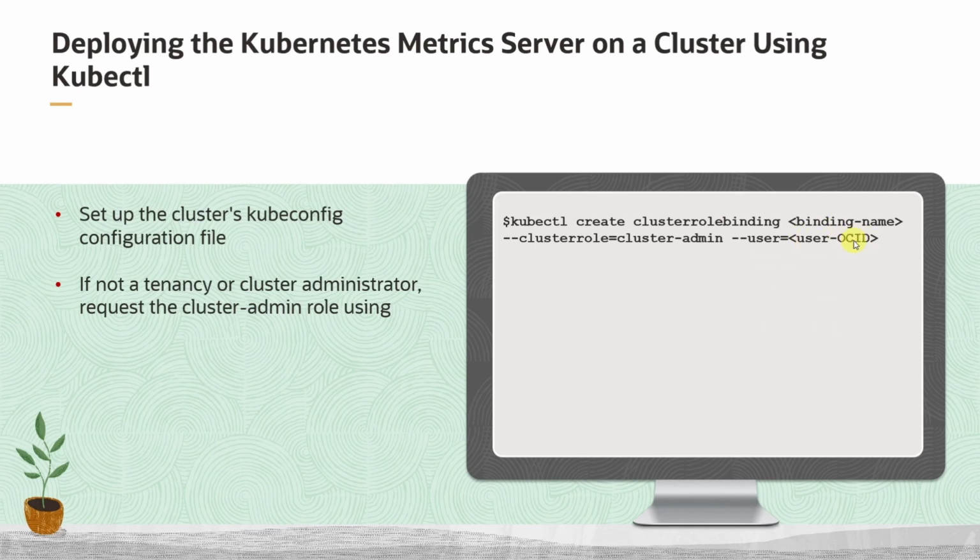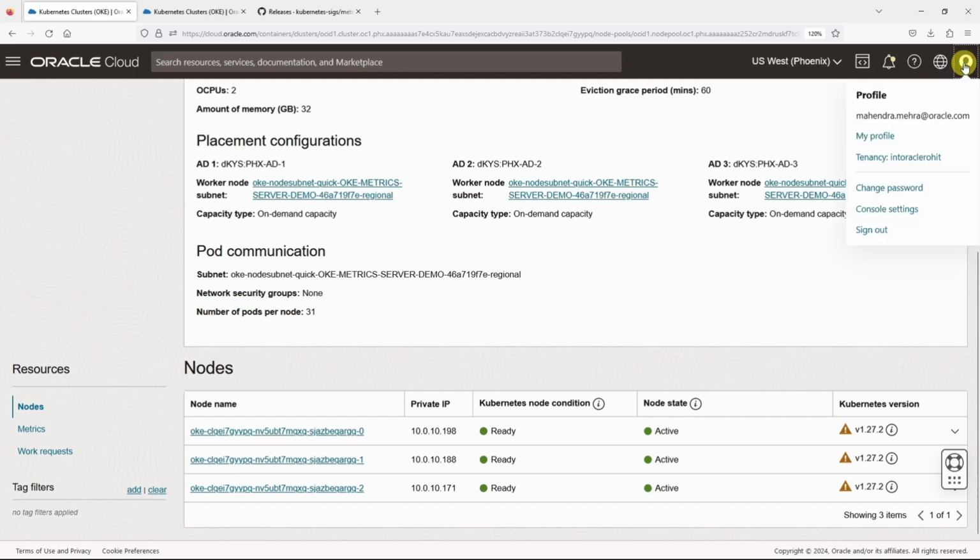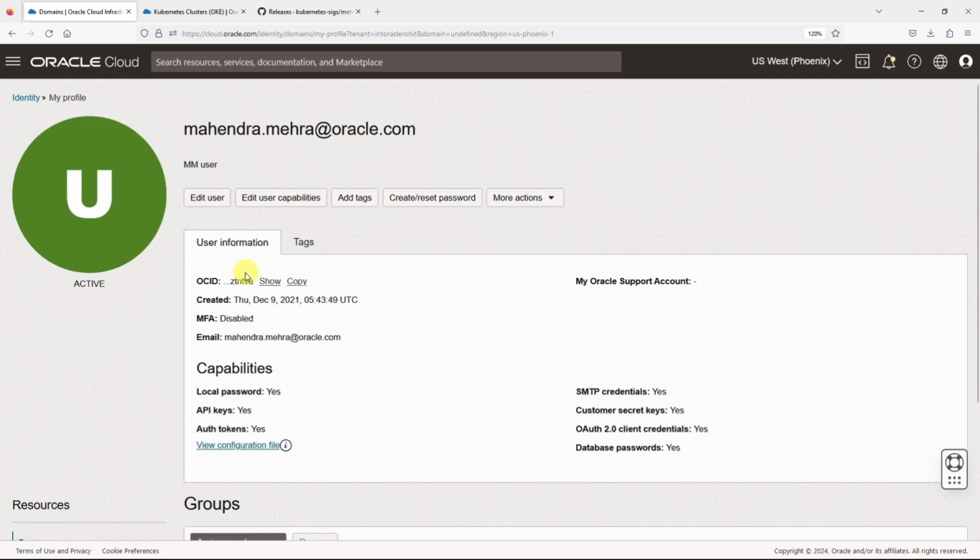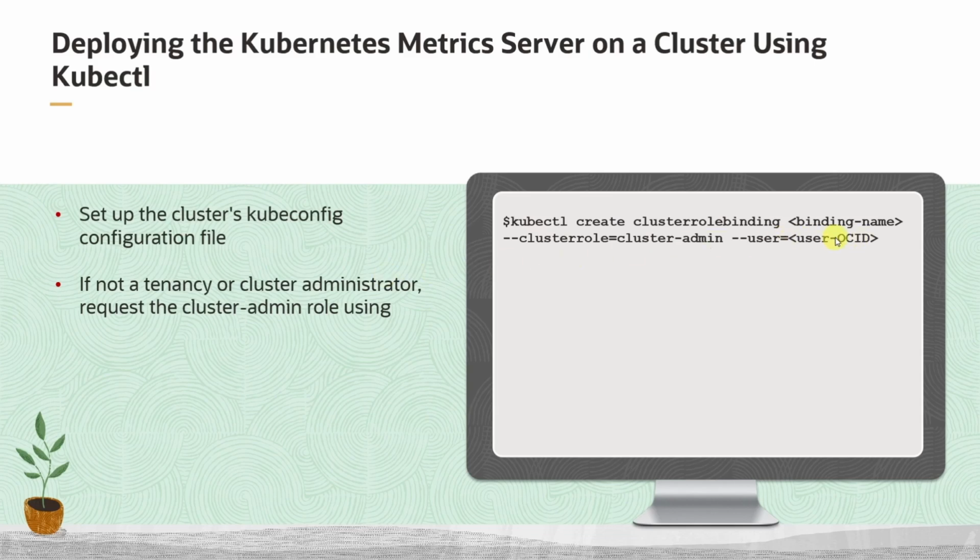The user OCID is available under the user's profile menu. You can click on the profile menu on the top right and click on My Profile. Under the User Information tab, you can simply copy the OCID and use it in the command.